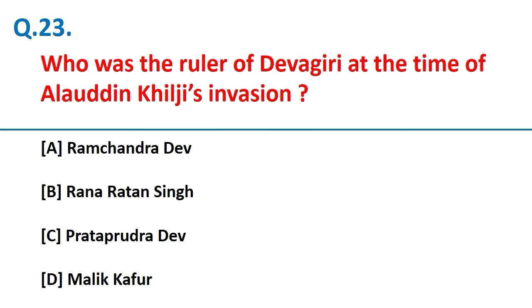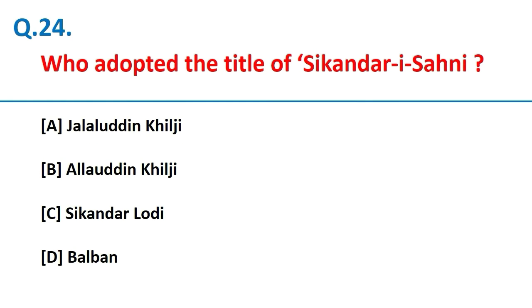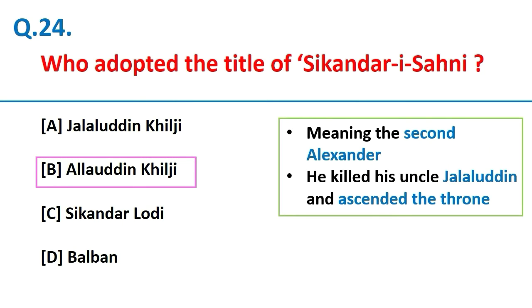Question number 23. Who was the ruler of Devgiri at the time of Alauddin Khilji's invasion? Ramchandra Dev. Who adopted the title of Sikandar-i-Sani? Alauddin Khilji. And friends, Sikandar-i-Sani means the second Alexander. And there is another point, Alauddin Khilji killed his uncle Jalaluddin and ascended the throne.